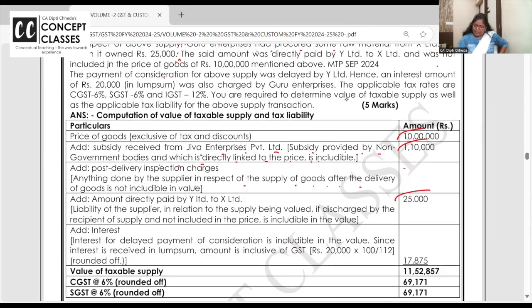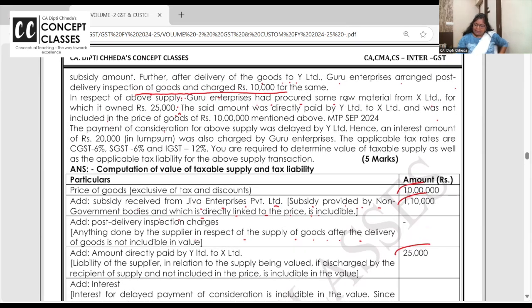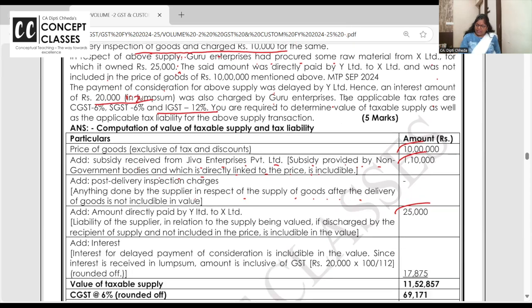I told you, the 25,000 was directly paid to the third party. The said amount was directly paid. The payment of consideration for the above supply was delayed. Hence, an interest of 20,000 was charged. The applicable rates are given to you. Now, whenever interest is received, it's already included, na, 112.